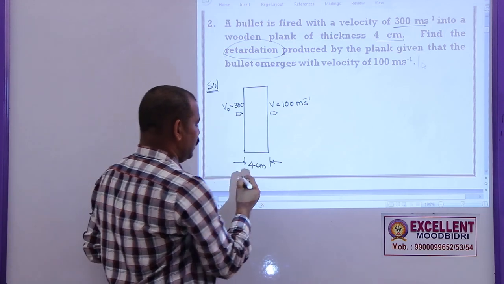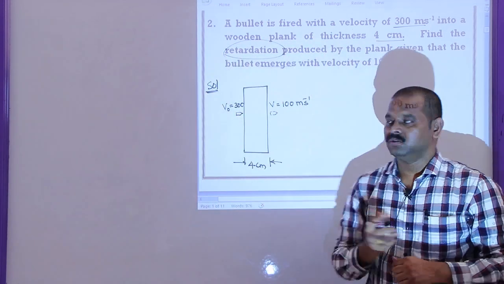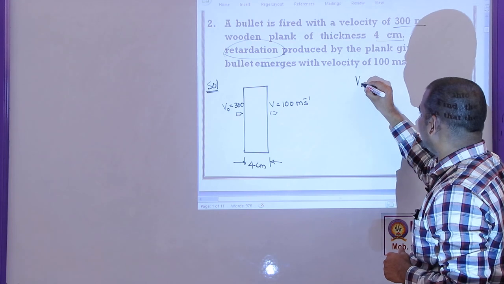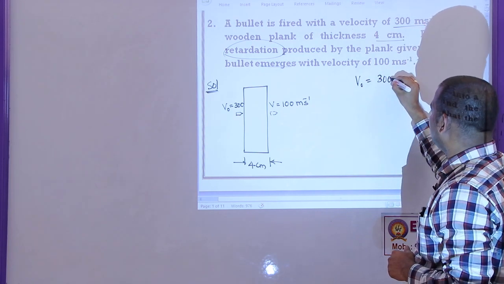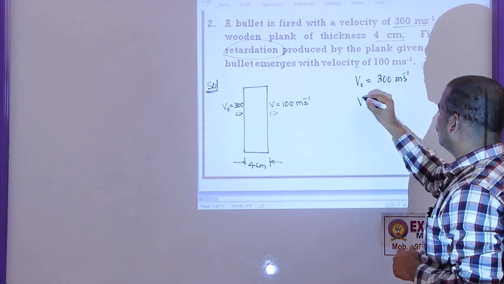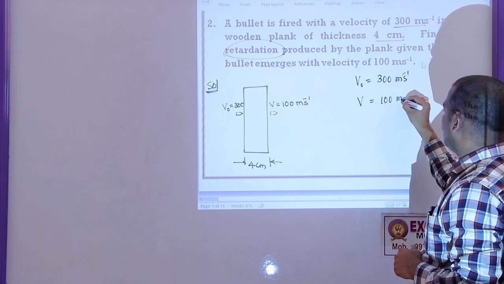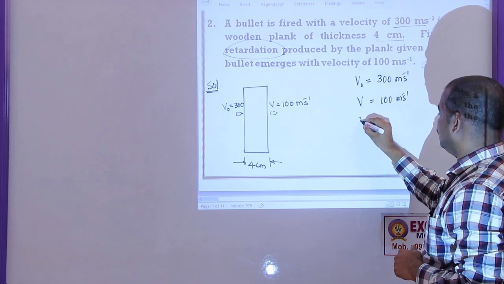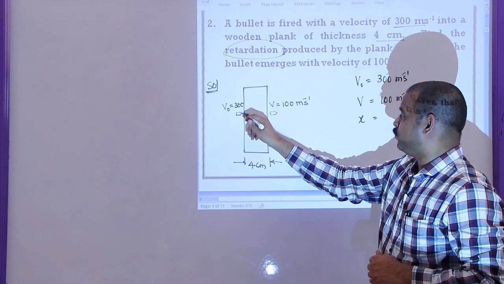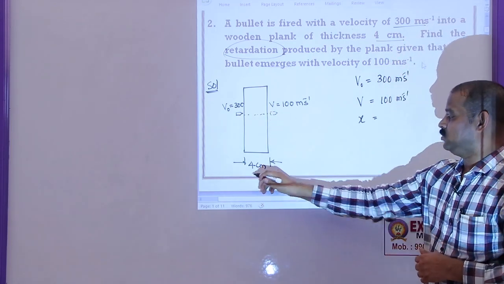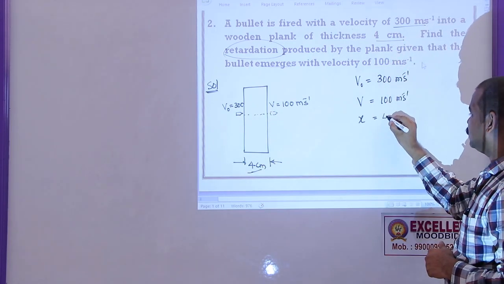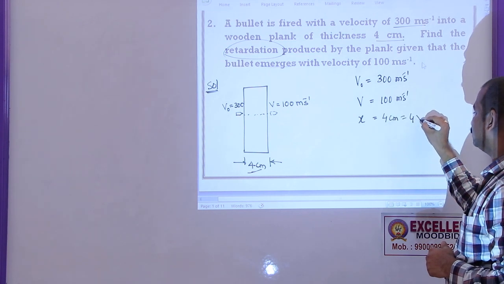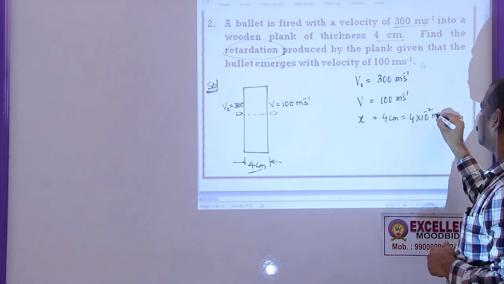Here, what is the data? Let me write: the initial velocity is equal to 300 meter per second, the final velocity is 100 meter per second, and the displacement of this bullet inside this plank is 4 centimeter. So, the displacement is 4 centimeter. This is 4 into 10 power minus 2 meter.